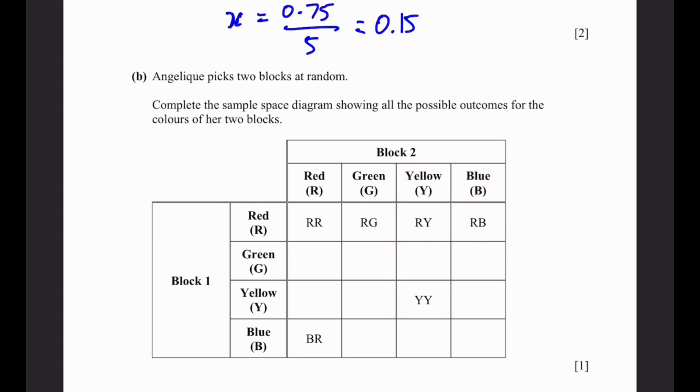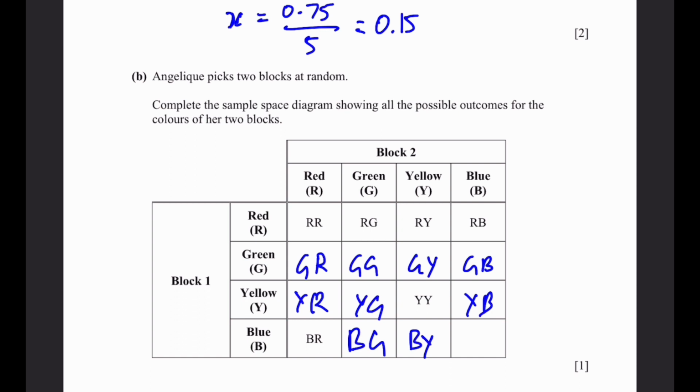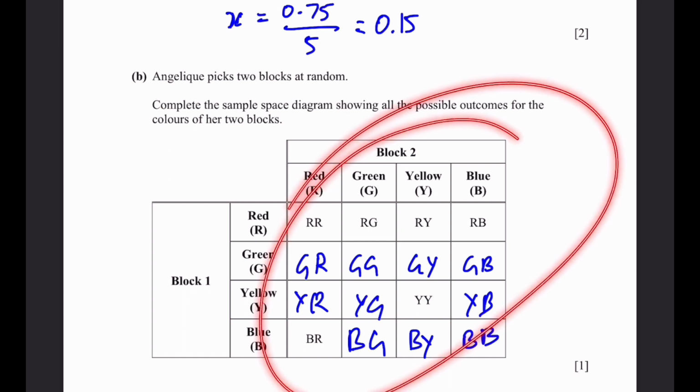These are all the outcomes which have been given. Now we can just write the ones which have not been given. GR, GG, GY, GB, YR, YG, YY is already given, YB. BR already given, now BG, BY, BB. So this is the answer for the question.